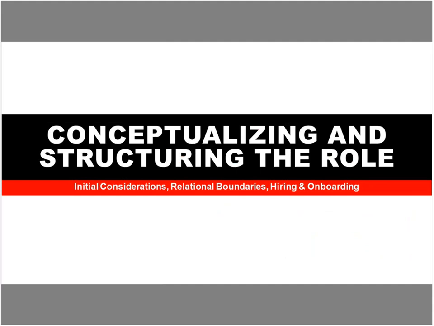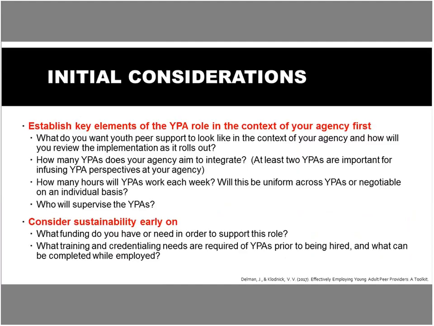Thanks, Bianca. So now that we've talked about that introduction, how do we conceptualize and bring on this role? We mentioned before some of the initial considerations, so we're going to go through this. What are those initial questions that you need to ask yourself that maybe you're not sure that you even know all the questions? I know sometimes I find myself in that position. So first and foremost, establishing the key elements of the youth peer advocate role in the context of your agency first. So what do you want youth peer support to look like in the context of your agency, and how will you review that implementation as it rolls out, and who would be involved in that review?